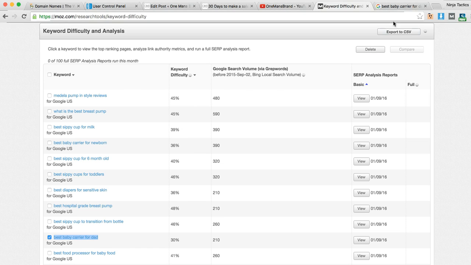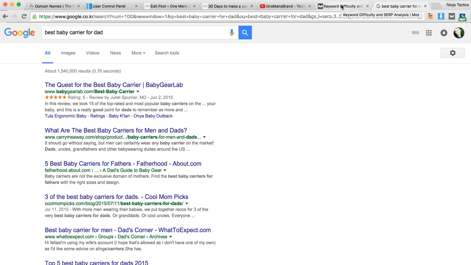So in this case, let's just focus on the best baby carrier for dad. Say this is our chosen market, we're going after baby products. Let's just for this example say we're making a Baby Gear Lab competitor. So I'm making a Baby Gear Lab competitor. I've done my market research. It looks like a great market. It looks like there's opportunities there.